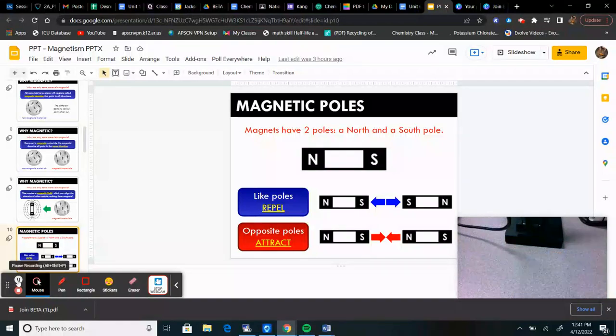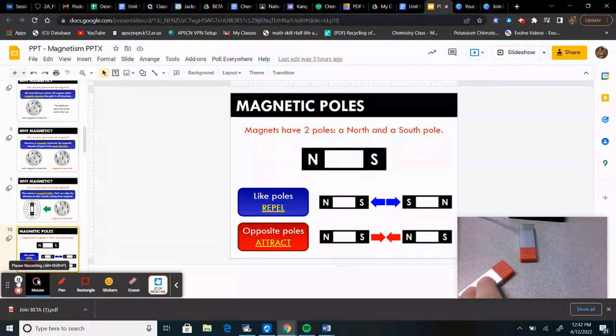Like poles will repel, and so as you see, let's put this down right here. You'll have a south and a south come together, and they will not go together nicely. They'll try to avoid each other. If you have opposites, like here's a north and a south, they will attract and they'll try to stay together. So that is actually questions 4, 5, and 6 right there.